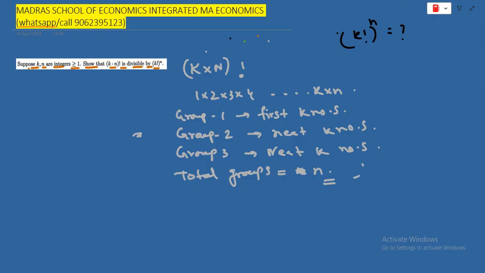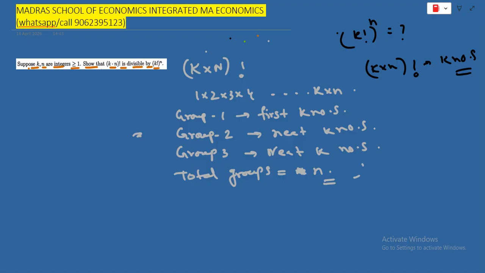Each group in (kn)! has k numbers, right? But here is the twist. The first group contains the small numbers, second group the bigger numbers, third group even bigger, and the last group very big numbers. Okay, so every group is at least as powerful as k factorial, meaning each group contributes at least one k factorial. So we can say (kn)! contains at least n copies of k factorial, which means (k!)^n is sitting inside (kn)!.